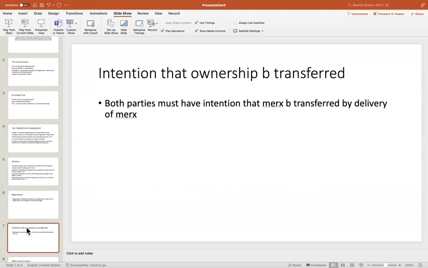Another element is the intention that ownership be transferred. Both parties must have the intention that the property be transferred by means of delivery. For example, if it was a house, and we intend delivery or transfer from me to you, we must all do this with the intention, knowing that transfer will be completed from myself to yourself.